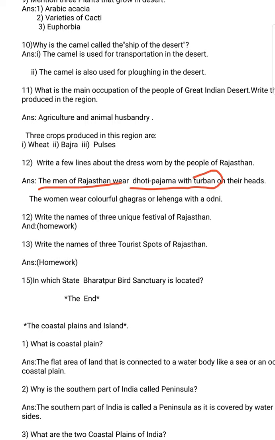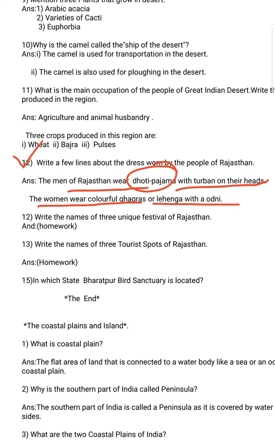Turban means tupi. What is the meaning of turban? Tupi on their heads. Next one, the women wear colorful ghagras. I think the girls are familiar with ghagras, isn't it? Then lehenga with an orni. Okay? So the men of Rajasthan wear what? Dhoti pajama with turban on their head. Then women wear colorful ghagras or lehenga with an orni. So I am giving here a tick, means important for your exam.